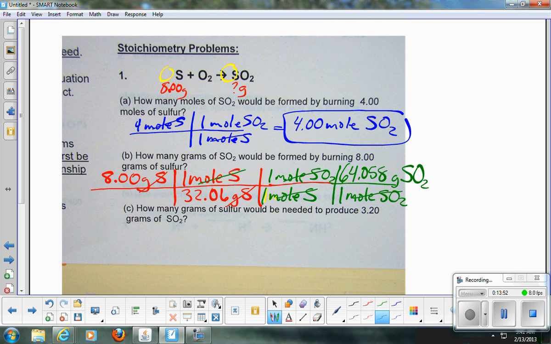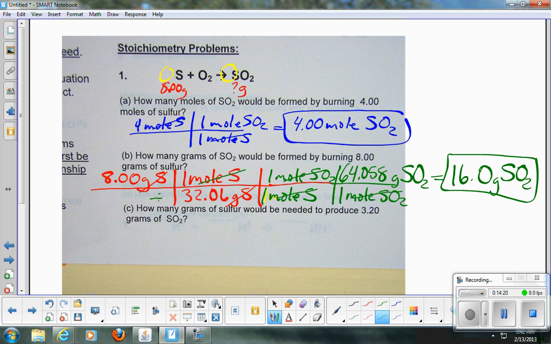Then we only have 1 number on the bottom, so we can just multiply the top numbers together, hit the divide sign, put that bottom number in, and hit enter or equal, and we'll get our answer. How many significant figures should I report? 3, yes. 16.0, good, grams of SO2.